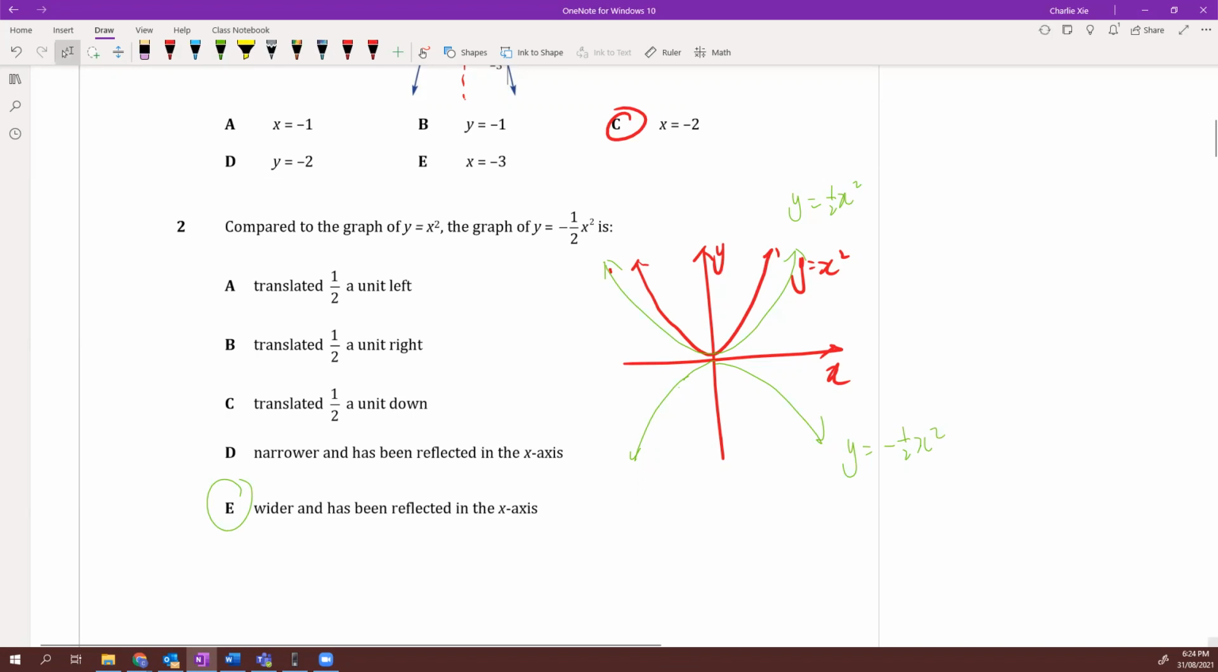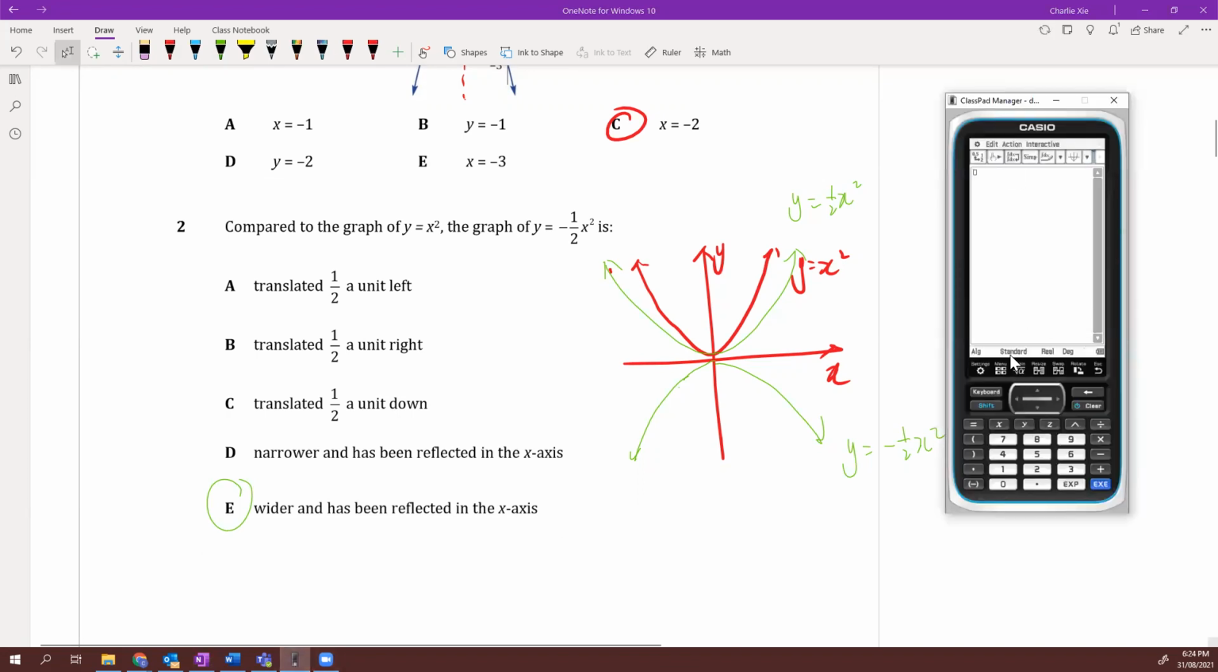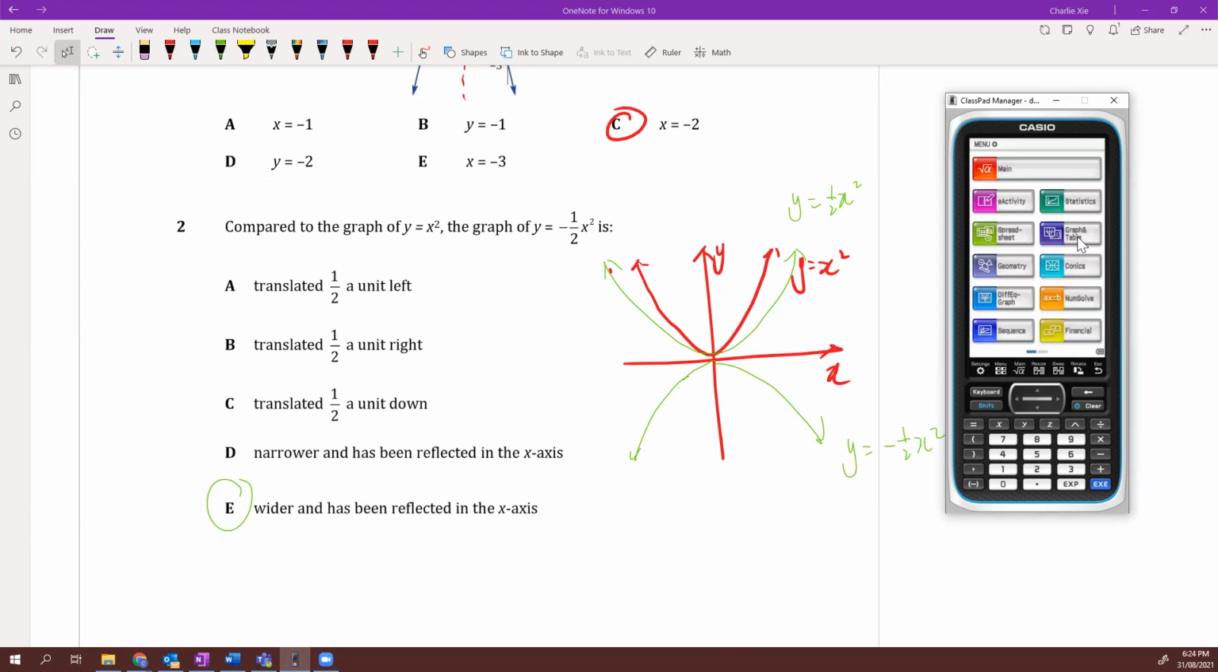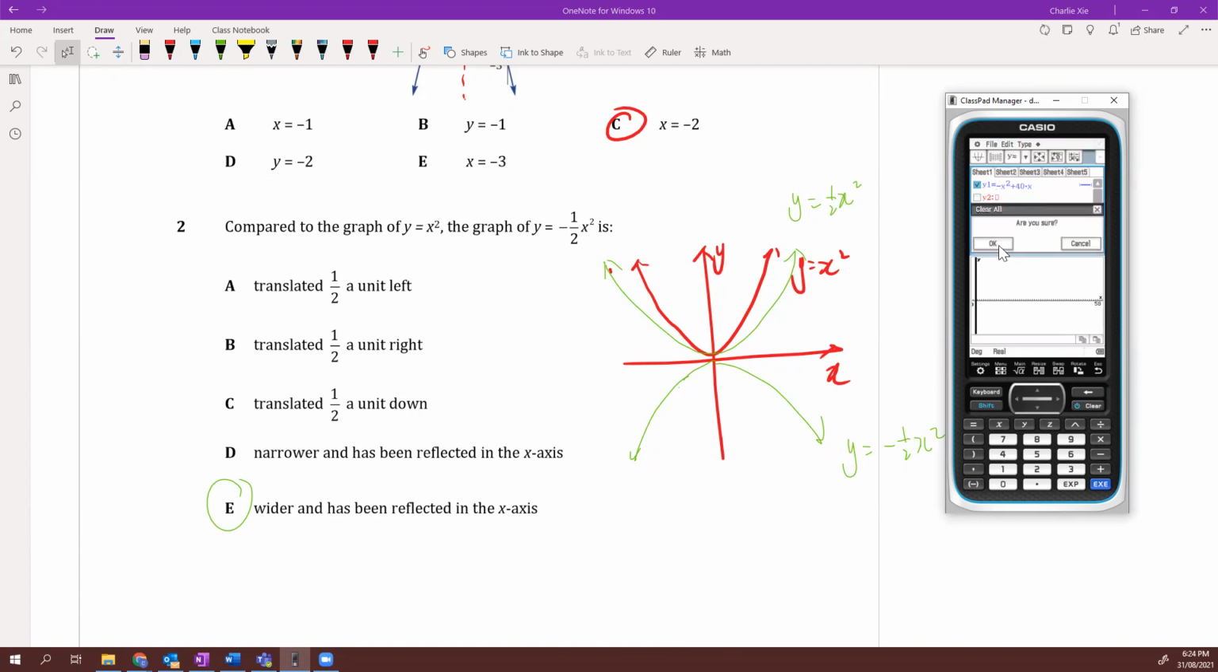With your graphing calculator, this could be achieved easily by graphing both of them. So you go to your menu and click on graph a table. You might have previous equations, so go here and clear all. Start a fresh page like this, and then I'm gonna type in y equals x squared. Just type x squared. Click on exe.